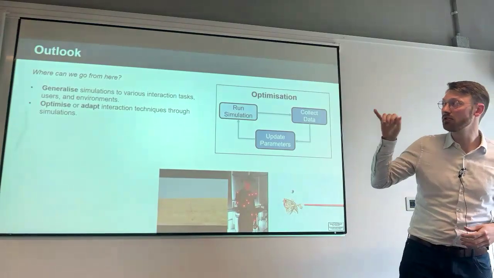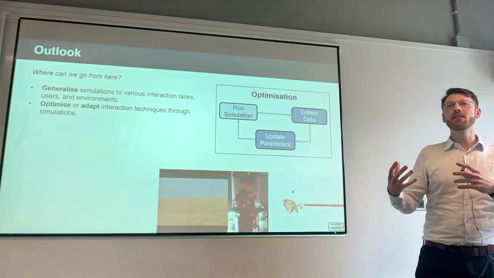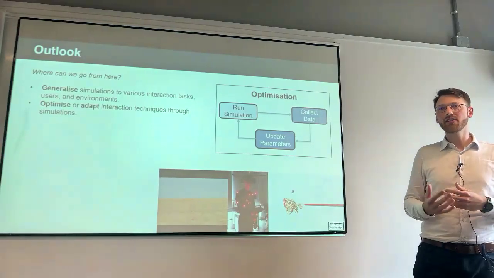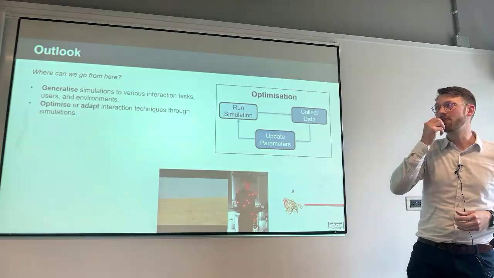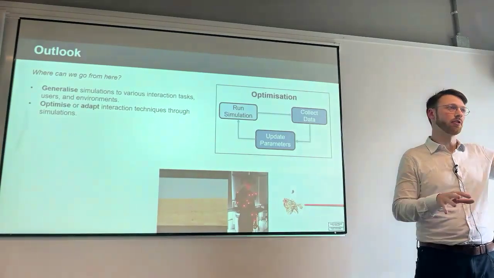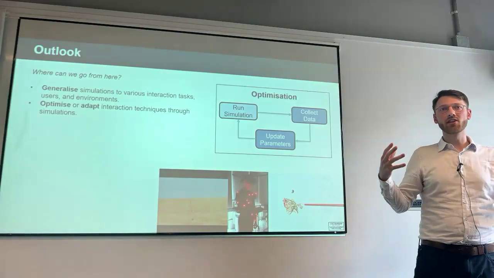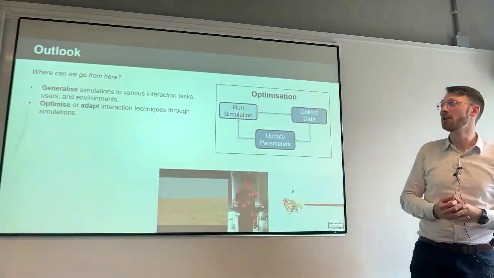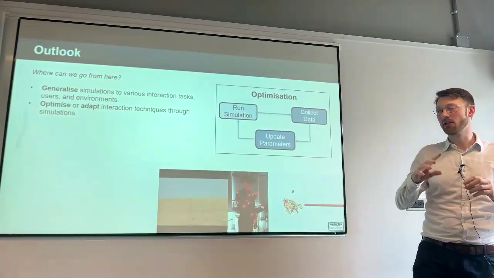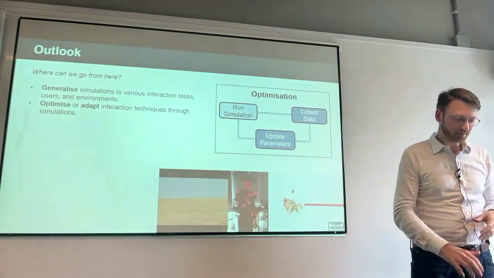One thing that you could also do, if the simulations are running fast enough, is think about adapting the interaction technique online. This would be very interesting for augmented reality applications. Think about moving to another room, and the application would adjust to the new room, and then maybe enable different kinds of interactions.